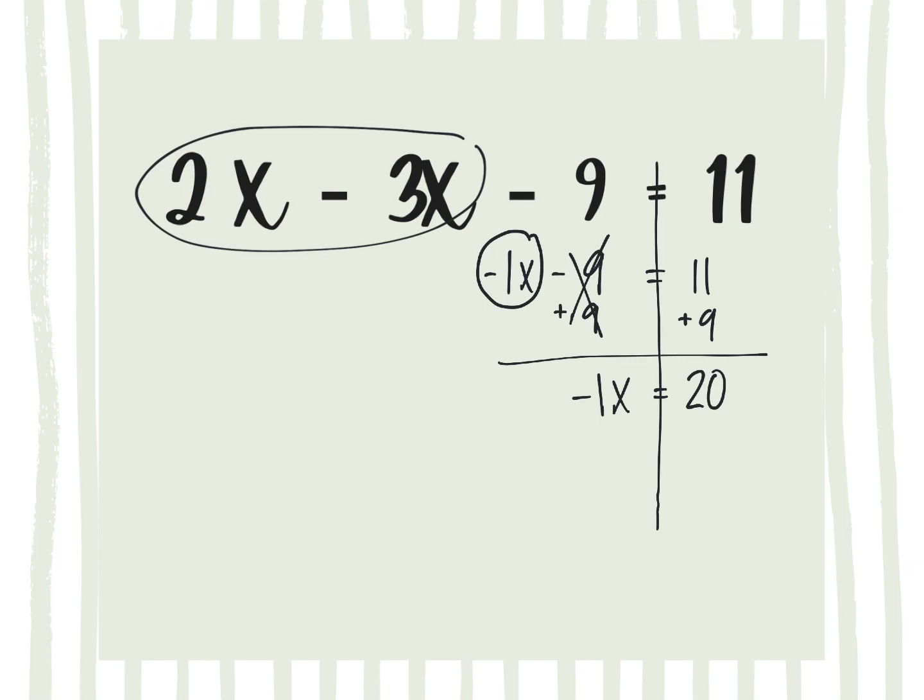Now, I don't want -1x. We've talked a lot about 1x. What we're looking for when we solve is a positive 1x. So I'll treat that like any other number and I'll divide by it on both sides. -1 divided by -1 is 1, leaving me with 1x, or just x. And on the right side, 20 divided by -1 is 20.